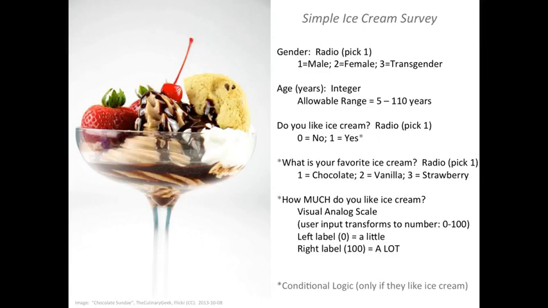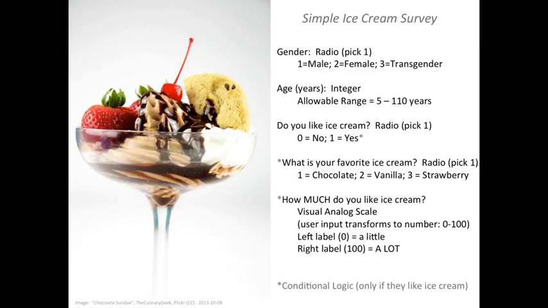We'll ask the question, do you like ice cream? We'll code that as no equals 0, yes equals 1, much as we have before. Only this time we'll choose a radio button again as a method of entry. We'll ask them what is their favorite ice cream. In this example, we'll only use 3, and we'll give them options of chocolate, vanilla, and strawberry coded in as 1, 2, and 3. And then finally, we'll ask them, how much do you like ice cream?